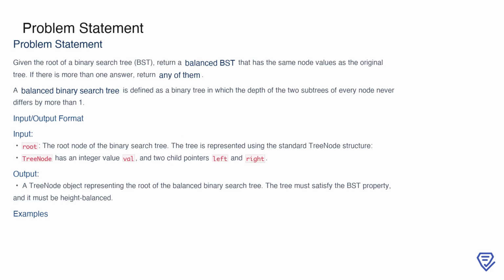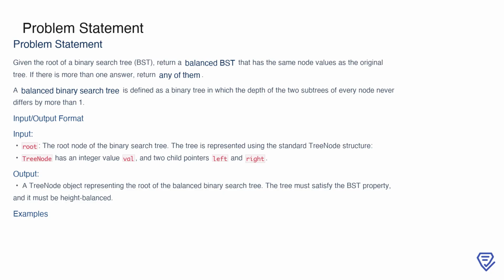In this problem, we are given the root of a binary search tree, or BST, and our goal is to return a balanced version of this tree. The new tree must contain the exact same node values as the original tree, and if there is more than one valid way to balance it, we can return any of those valid results. A balanced binary search tree is defined as a tree where, for every node, the depth of its left and right subtrees differs by no more than 1.